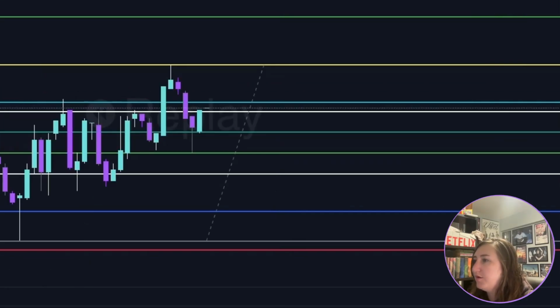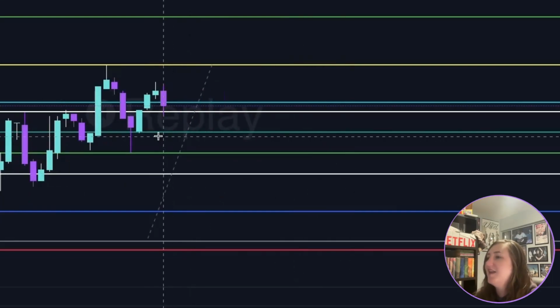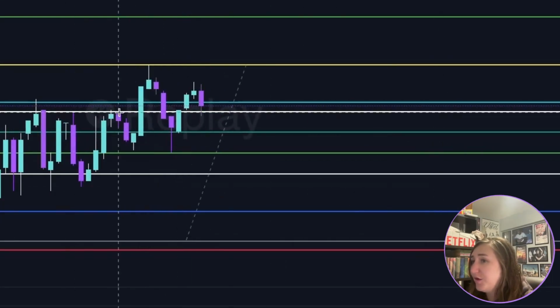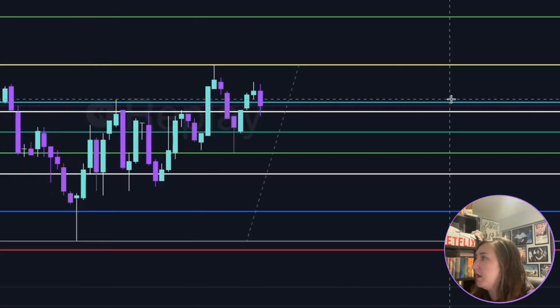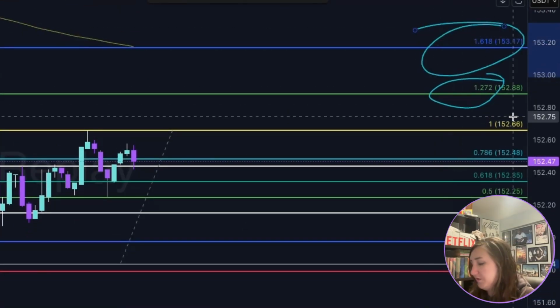So if we go ahead and play it forward, you'll see it came right down to that 0.5 area. This is actually our golden pocket area, but usually I'm aiming for that 0.618. It also is doing a retest, like we were going over, of that resistance line and that support line. And where are we aiming for our take profit? Usually the 1.272 or the 1.618.